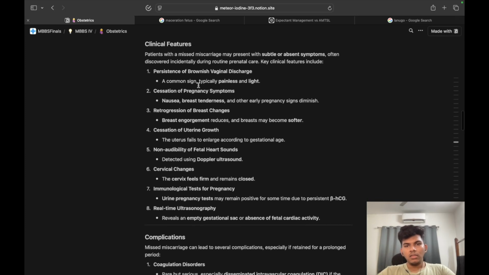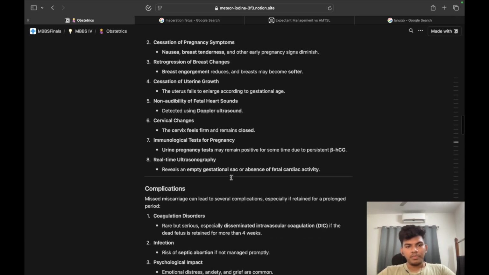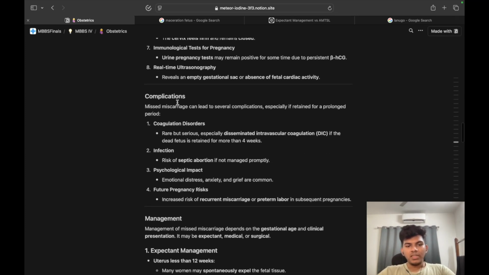So these are the key clinical features. Coming to complications, missed miscarriage can lead to several complications, especially if retained for a prolonged period. So, what are those? Coagulation disorders.